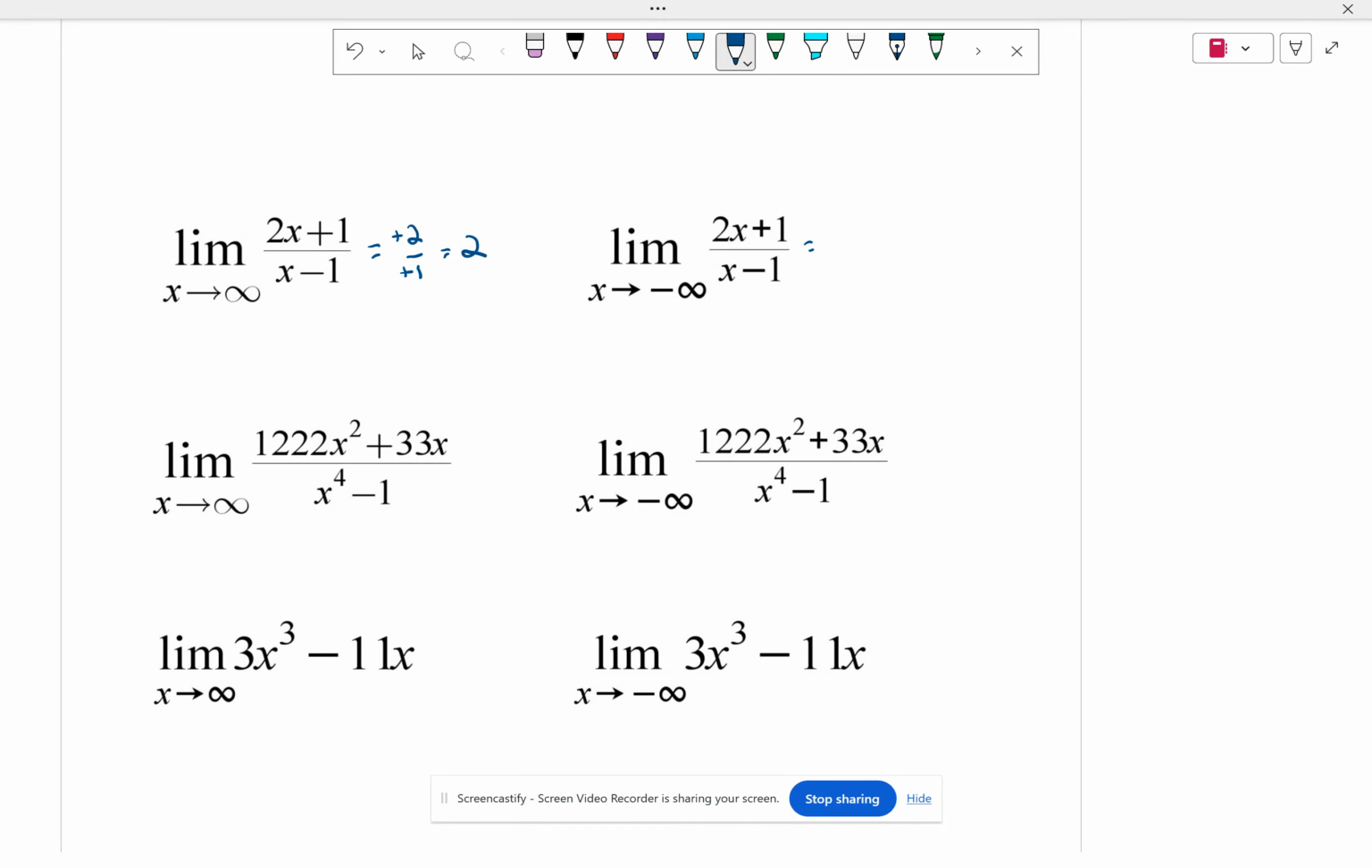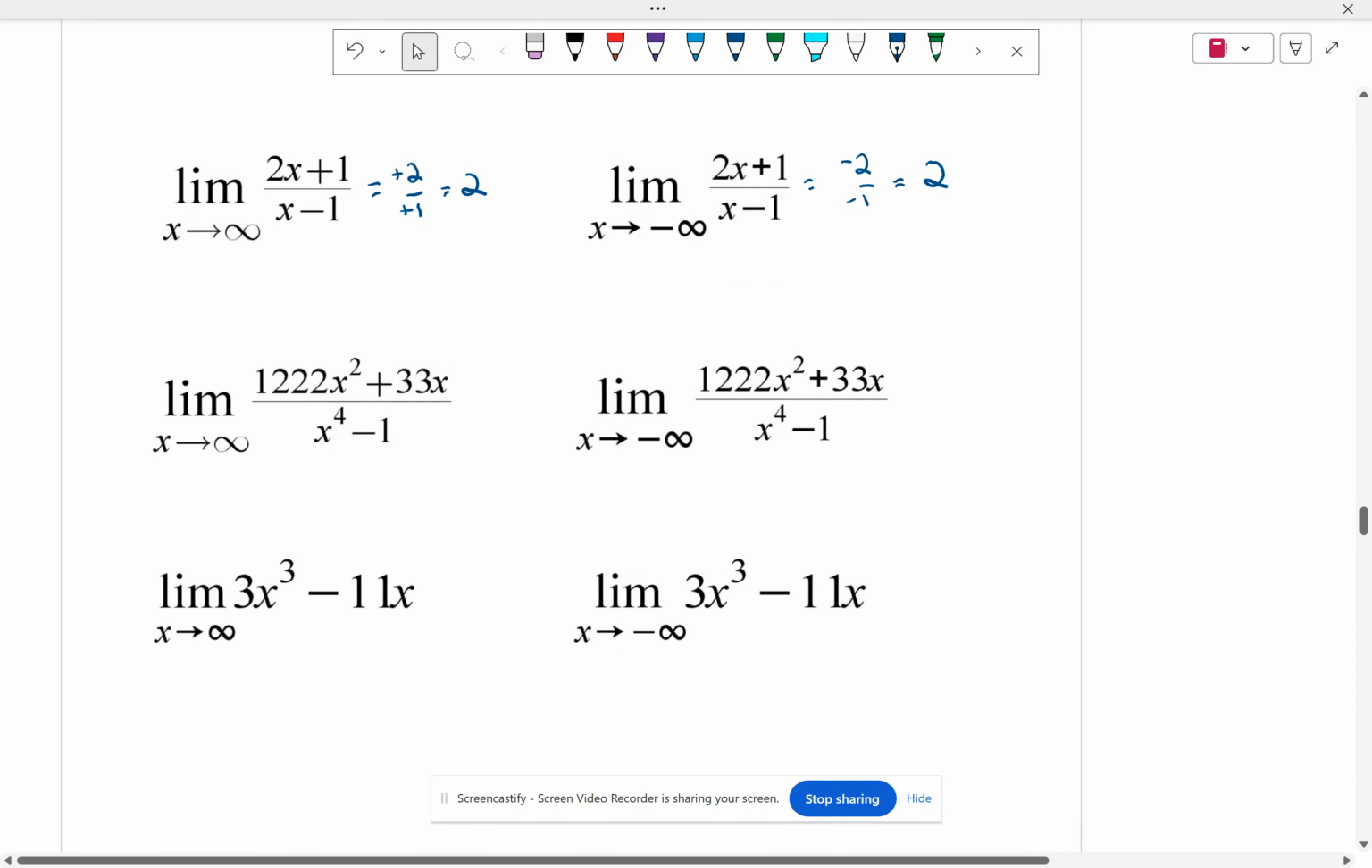In this example, the limit as this goes to negative infinity, well, again, the degree on top and bottom are the same, so it's going to be the ratio of the coefficients. And as x goes to negative infinity, 2 times, think of it as negative infinity, plus 1 is going to be a negative infinity value. And as x goes to negative infinity, minus 1 is also going to be a negative infinity value. And the double negative cancels, creating a positive value. So it does also become 2.